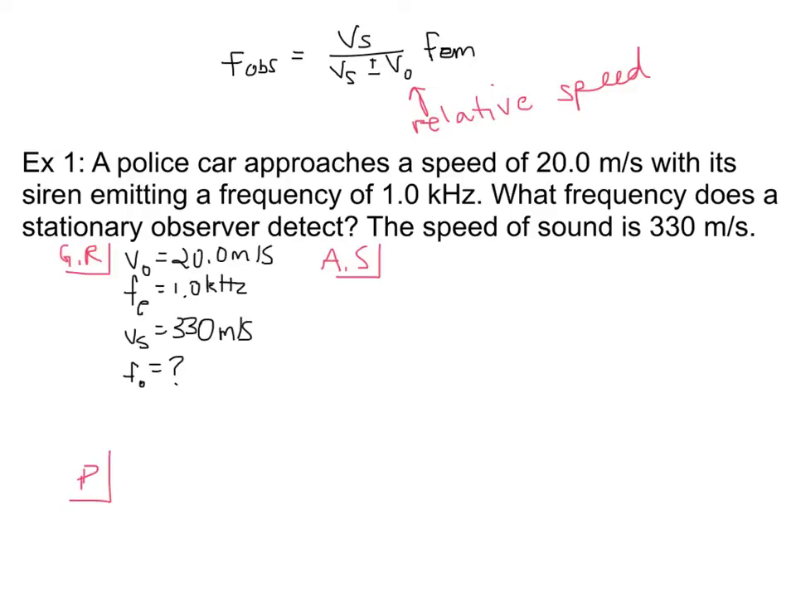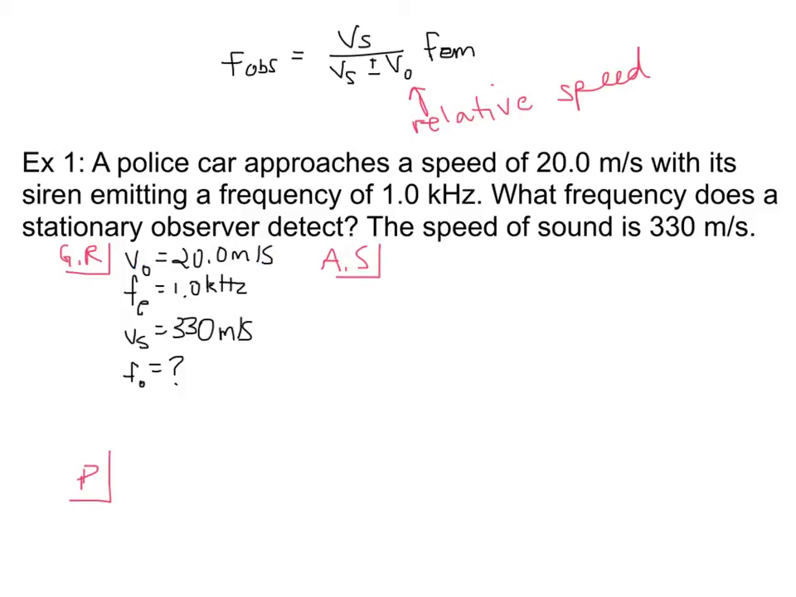So we'll do an example. A police car approaches at a speed of 20.0 meters per second, with its siren emitting a frequency of 1.0 kilohertz. What frequency does a stationary observer detect? The speed of sound is 330 meters per second. So I've listed the given and requireds here. So the speed of this object is 20 meters per second.